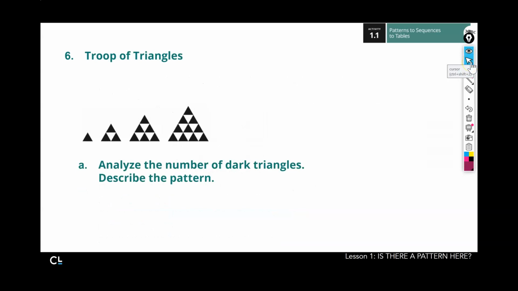Number 6, troop of triangles. Analyze the number of dark triangles. Describe the pattern. Okay, so I've got 1 dark triangle, 3 dark triangles, 6 dark triangles, and 10 dark triangles.